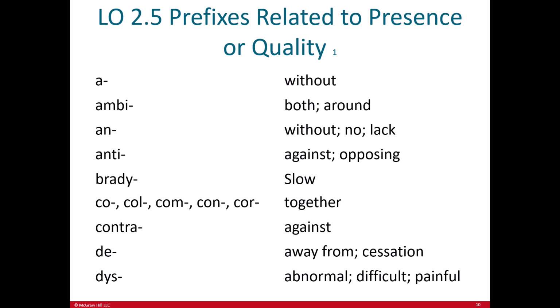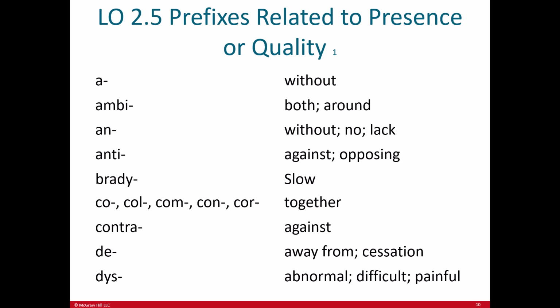Then we have co, col, com, con, or cor, which means together. And this one you can kind of think of conjoined twins to help you remember the con. And then maybe it'll help you remember those other derivations of it. Then we have contra, means against. So it's kind of like anti in that way, but you might have heard the term contraindicated. So it's against. Then we have de, which means away from or cessation.